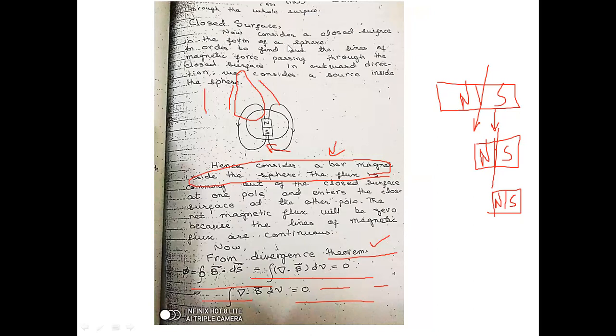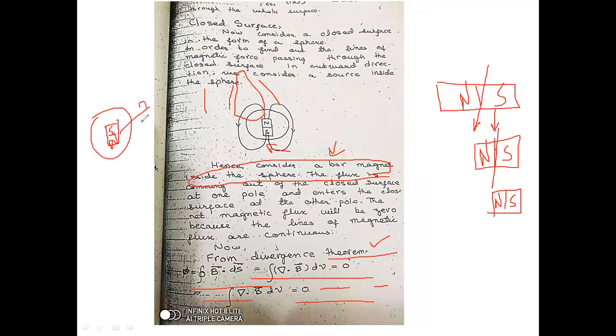Now the closed surface. Consider a closed surface in the form of a sphere. The previous one was the open surface. Now in this case we are considering the closed surface. So in order to find out the lines of the magnetic force passing through the closed surface in the outward direction, we consider a source inside the sphere. We have, for example, a sphere, and in this sphere we are enclosing a source of the magnetic flux lines, that is the magnet.